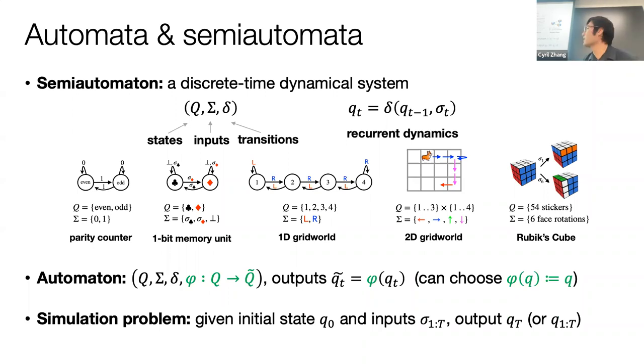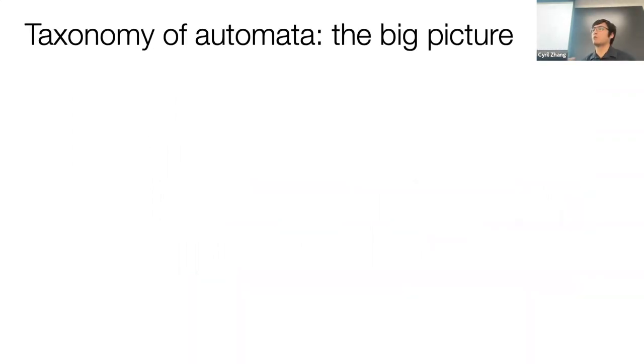Okay, and finally, we'll define this problem of simulation. Given some initial state and a sequence of inputs, the computational task is merely to output the sequence of states under the transitions of that machine. And I want to think of simulation as executing a chain of big T reasoning steps. Okay, so why am I calling this reasoning? I promised by slide 8 I would talk about that.